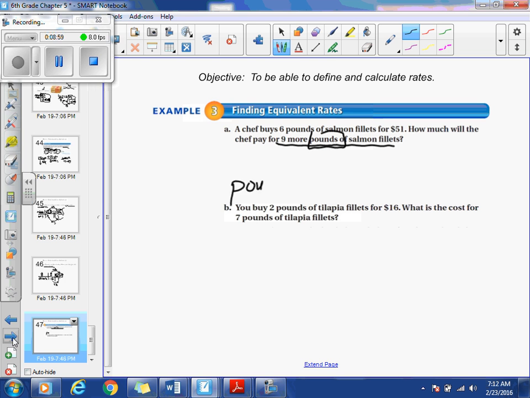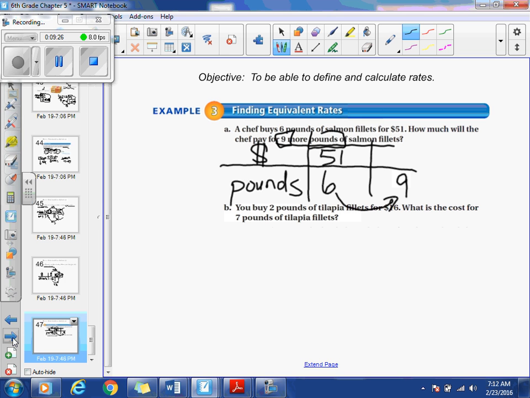Okay, so since we're trying to find pounds, let's put that on the bottom. So we've got pounds, and we've got cost. And right now we know that if he wants to buy 6 pounds, it's going to cost him $51, which is, whew, that's a lot of money. All right, we want to know how much 9 pounds is going to cost. So 9 pounds. Now here's the struggle.